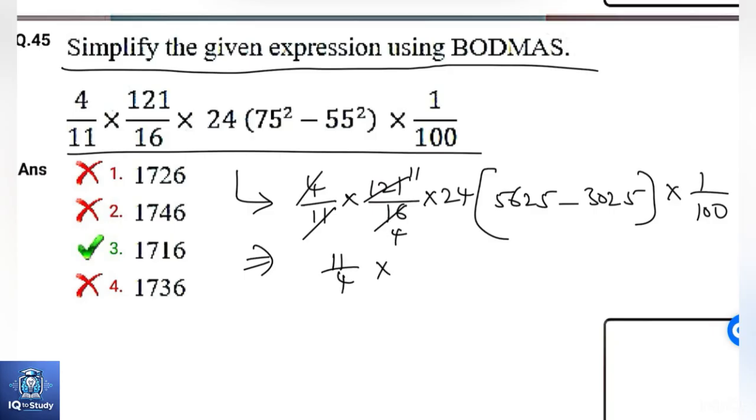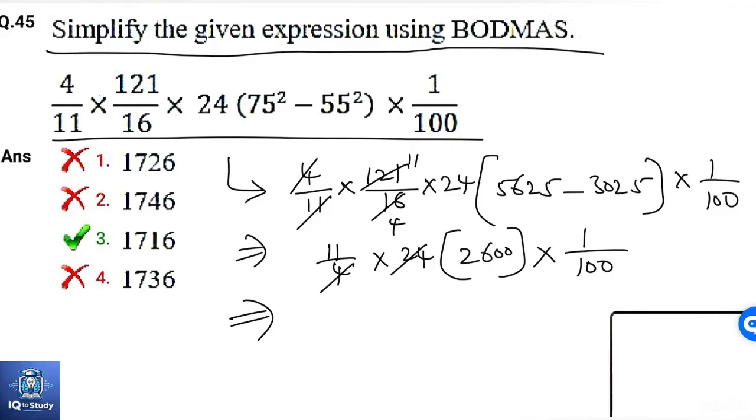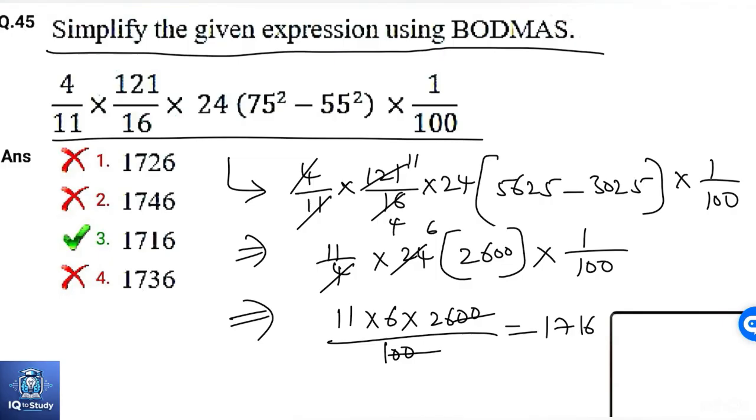11 by 4 into 24 into 2600 into 1 by 100, which becomes 11 into 6 into 2600 divided by 100, which means 1716.